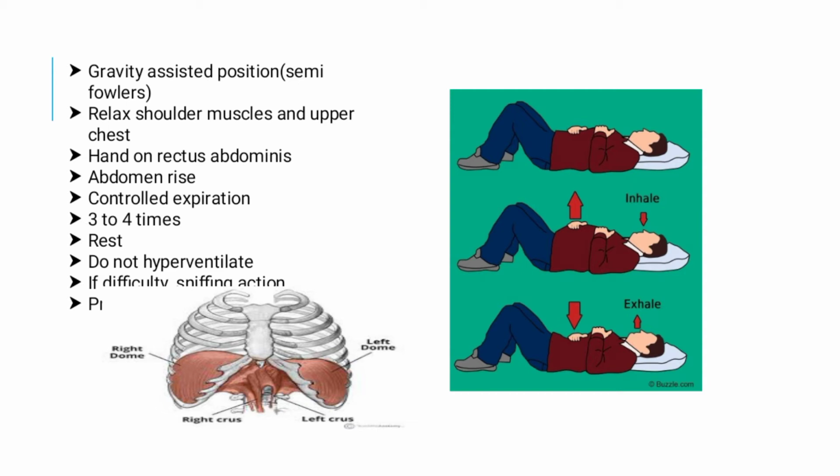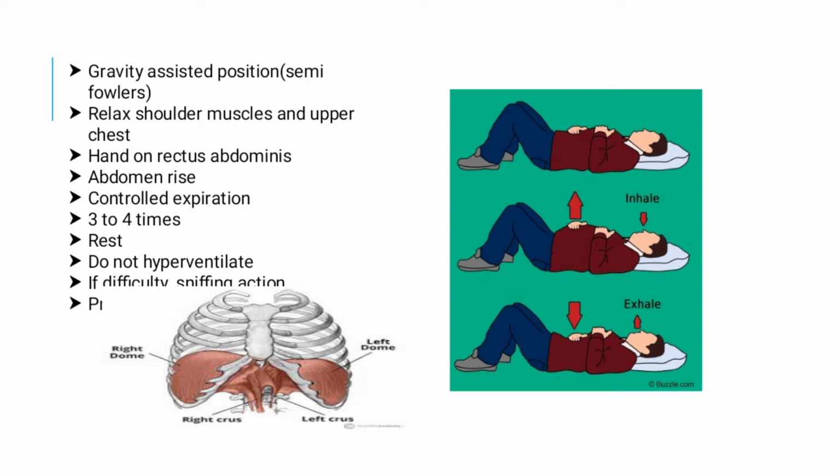Then you ask the patient to relax the shoulder muscles and upper chest and to keep a hand over the rectus abdominis muscle. When you keep the hand over the abdomen, you will have a tactile sensation to feel the movement of the diaphragm. Then you give the instruction to the patient: inspire through your nose. While you are inspiring, your hand should come up, that means your abdomen should come up, and while you are expiring, your abdomen should come down. You expire through the mouth.